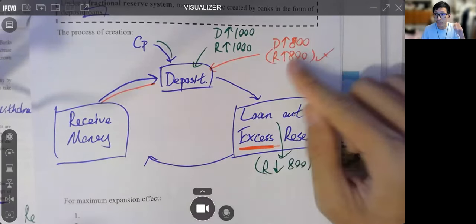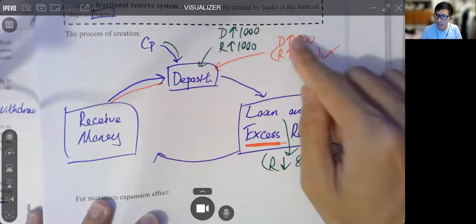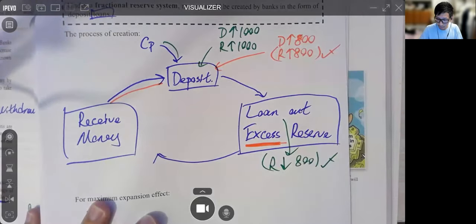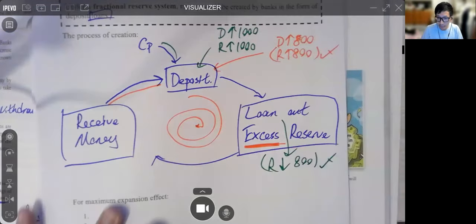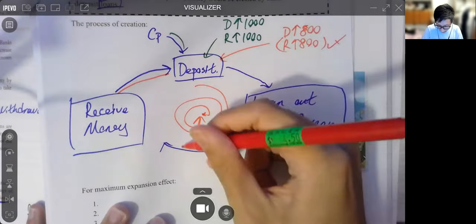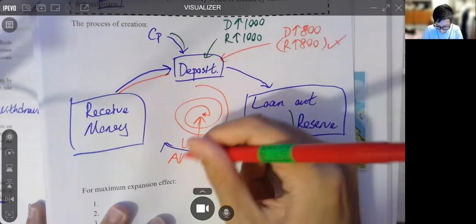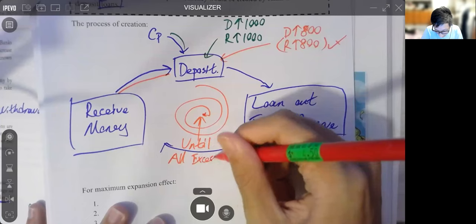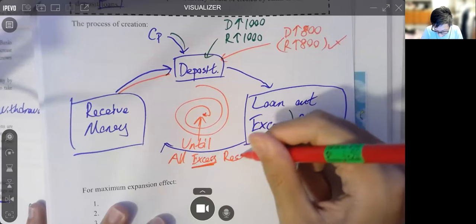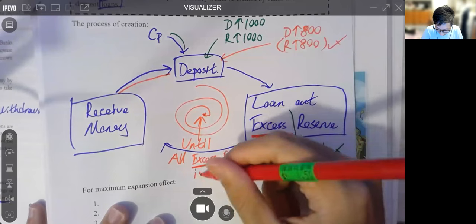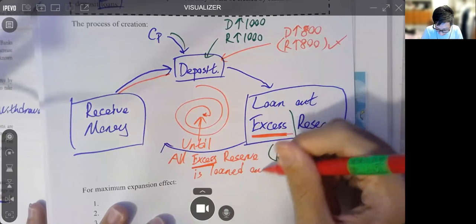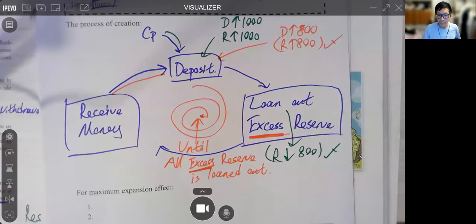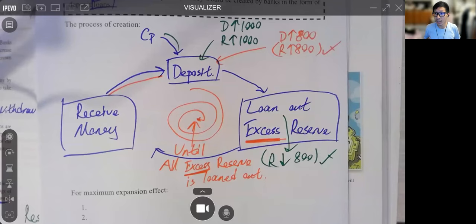Okay, so you see, this process would continue. It keeps rolling and rolling and rolling. Until when? Until all excess reserve is loaned out. There is no excess reserve, so the bank cannot lend any more.